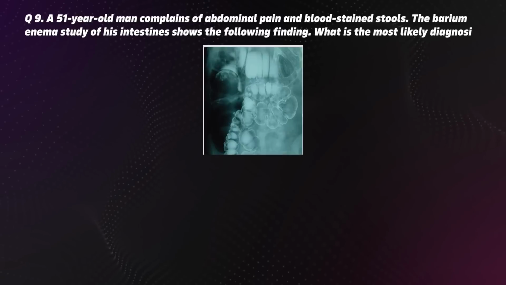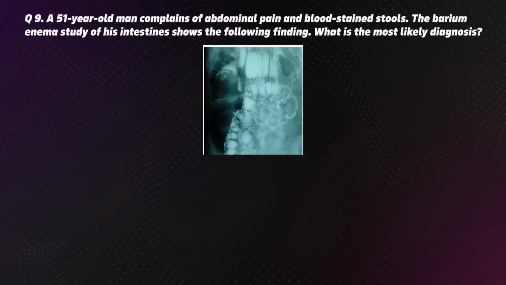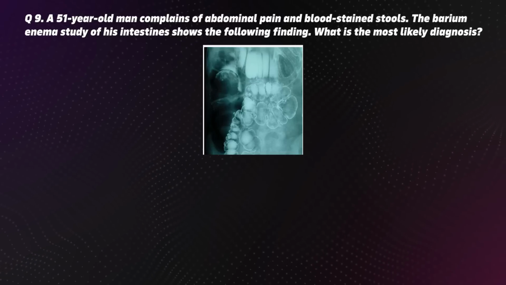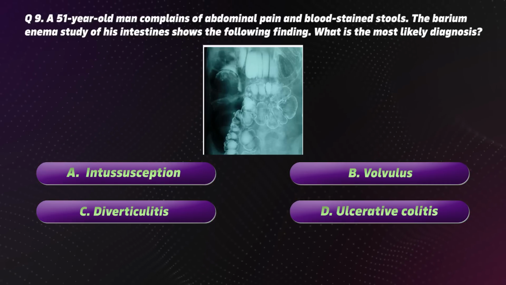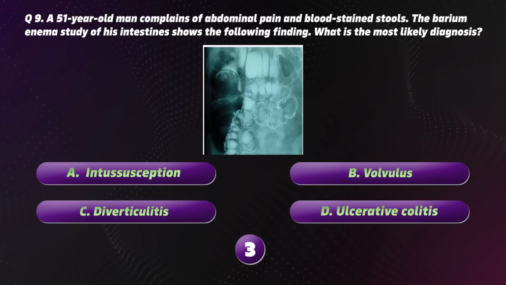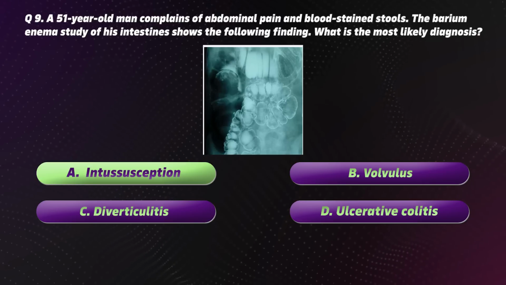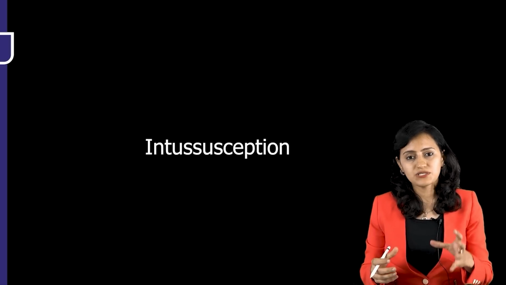Question 9. A 51-year-old man complains of abdominal pain and blood-stained stools. The barium enema study of his intestines shows the following finding. What is the most likely diagnosis? Here are the options. A. Intussusception. B. Volvulus. C. Diverticulitis. D. Ulcerative colitis. And the correct answer is option A. Intussusception. Here's the explanation.